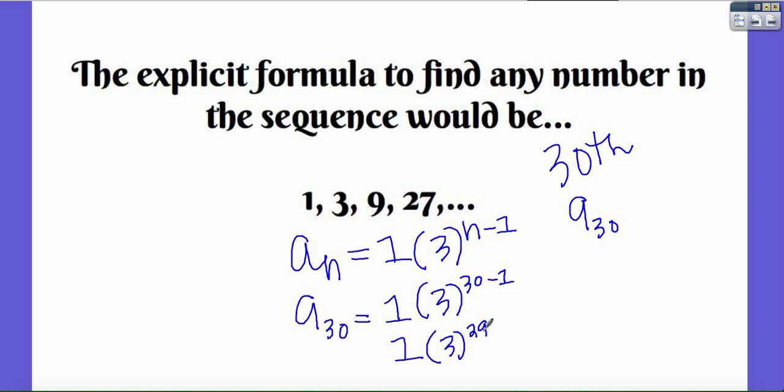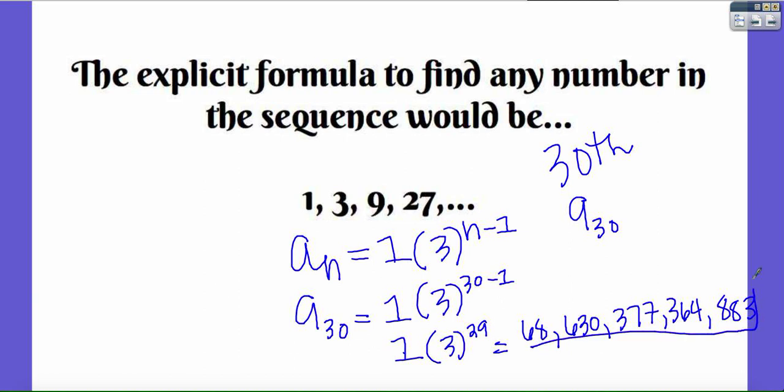So really, even though I'm going to do 1 times last, I really just need to know what 3 to the 29th power is, because I need to follow order of operations. So 3 to the 29th power is an insanely large number. 68,630,377,364,883. So we would have that number times 1, which is just that number. So this is the 30th term in this particular sequence. So I'm definitely not going to sit there and times 3 every time. This is why having a formula is useful.